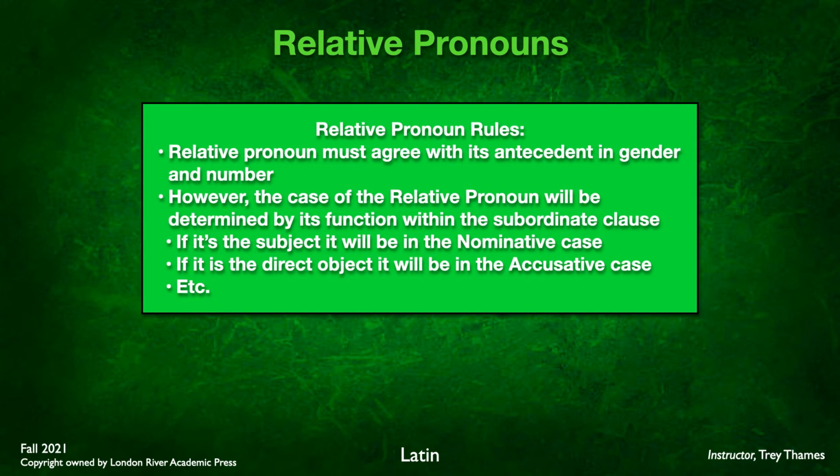All right. So as I mentioned, the relative pronoun must agree with its antecedent in gender and in number. However, the case of the relative pronoun will be determined by its function within the subordinate clause. If it's the subject, it will be in the nominative case. If it's the direct object of that relative clause, then it will be the accusative case, etc. You keep those in mind and you'll be able to determine where the relative pronoun fits.